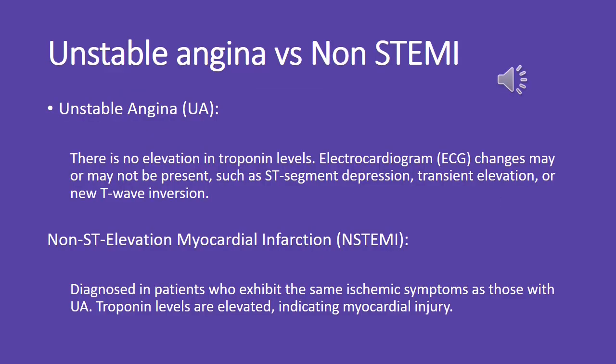Because of that, in unstable angina, there is no elevation in troponin levels. Electrocardiogram changes may or may not be present, such as ST segment depression, transient elevation, or new T wave inversions. On the other hand, non-ST elevation myocardial infarction is diagnosed in patients who exhibit the same ischemic symptoms as those with unstable angina, but troponin levels are elevated, indicating myocardial injury.